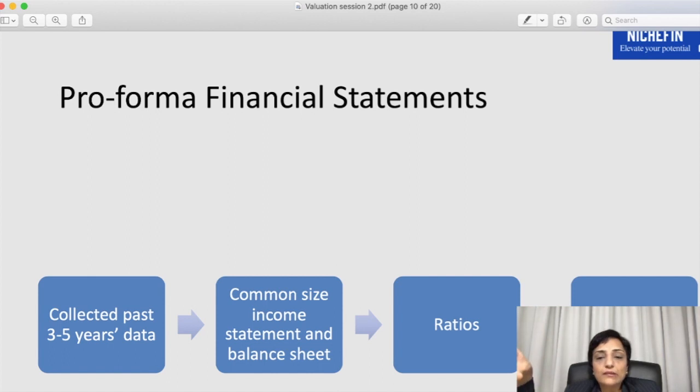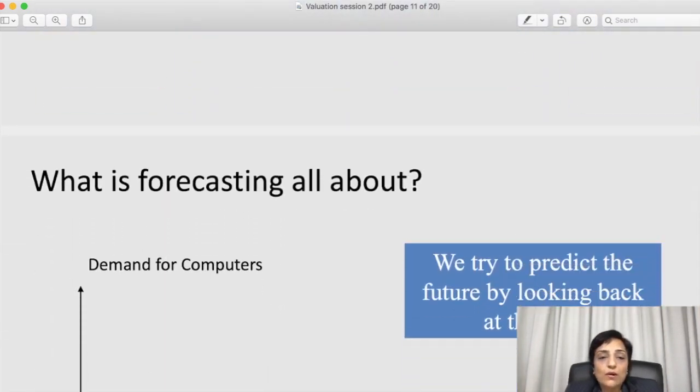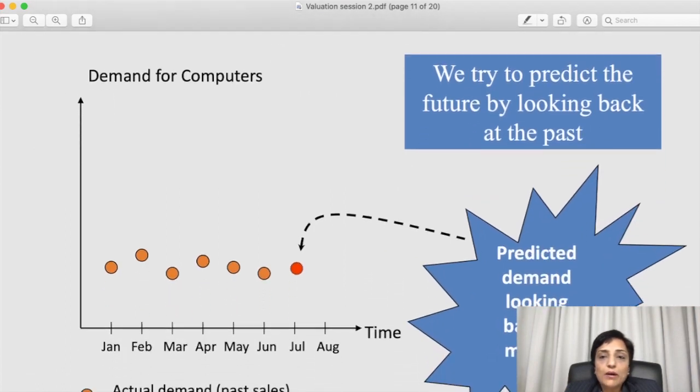While we do that, we convert the past data to common size and the ratios. Then we apply the forecasting techniques to arrive at our growth projections. So what is forecasting all about? Forecasting is all about looking at the past numbers and then predicting the future.